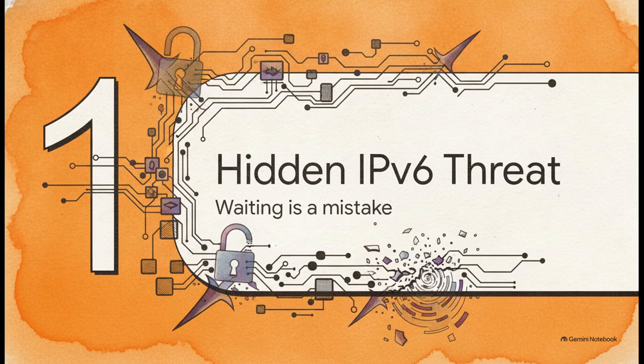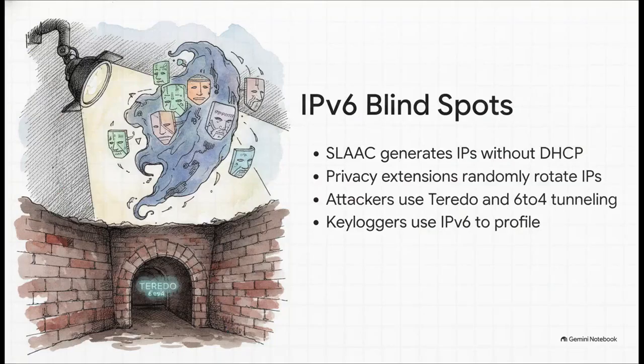Section 1. The hidden IPv6 threat and why waiting around for adoption is just a huge mistake. The very design of IPv6 makes security really complicated. You've got SLAAC, stateless address auto-configuration, which essentially allows endpoints to just generate their own IPv6 addresses using network prefixes. No DHCP required. Combine that with privacy extensions that randomly rotate those IP addresses, and boom, your traditional DHCP tracking is completely broken.